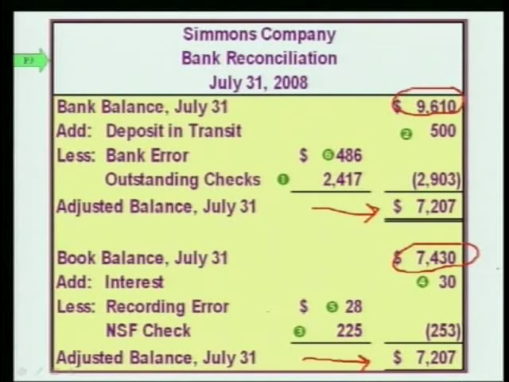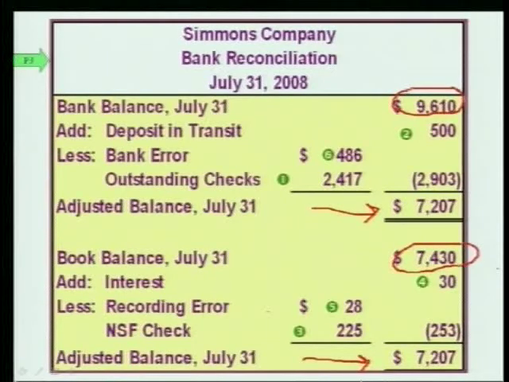Because if it's only off by a few dollars, there could be two offsetting errors, couldn't there? So I like it to balance to the penny. That is a bank reconciliation. This is what I want you to do as owners of your business.